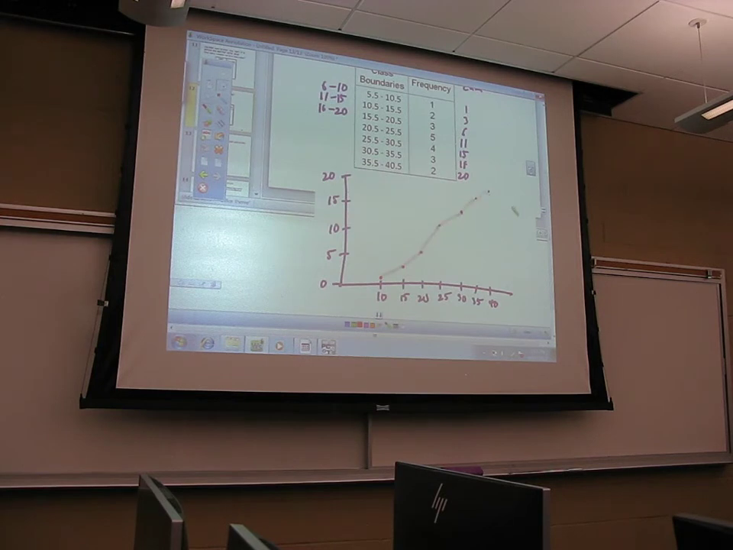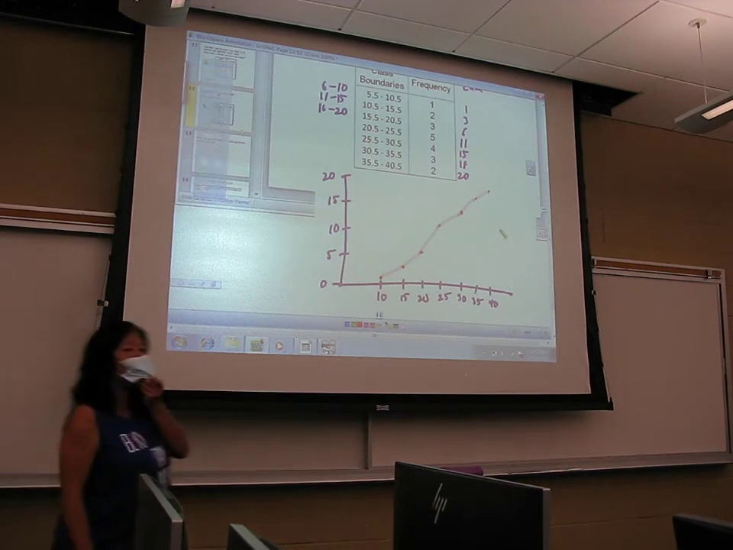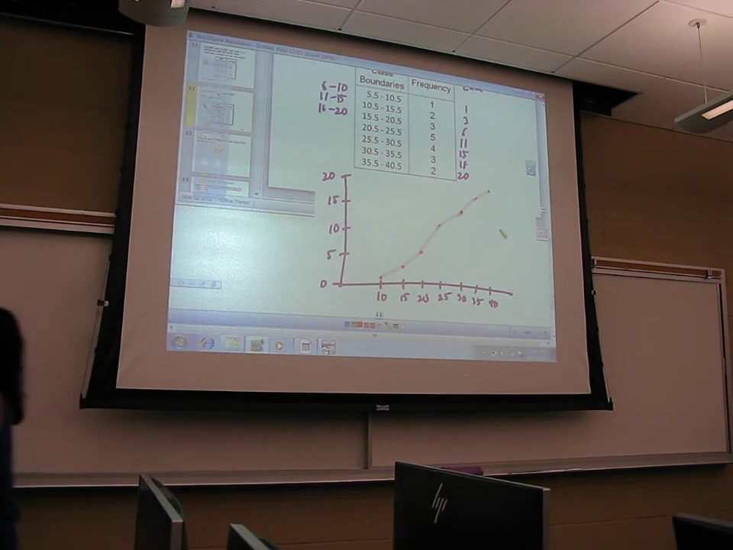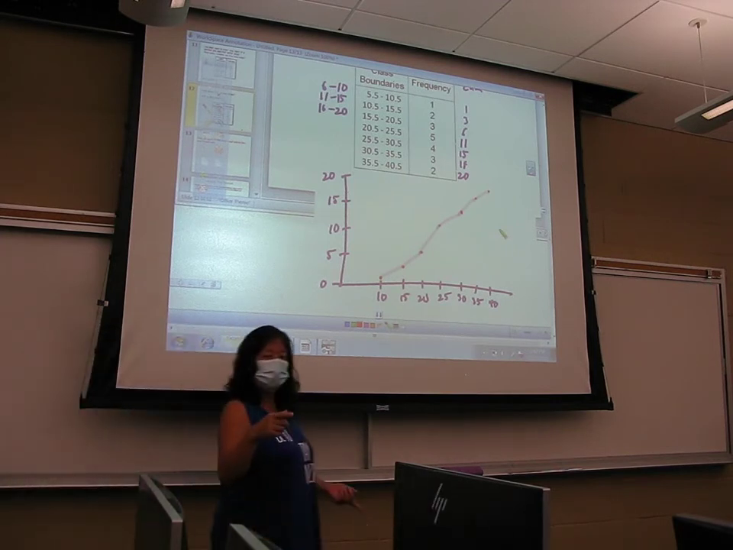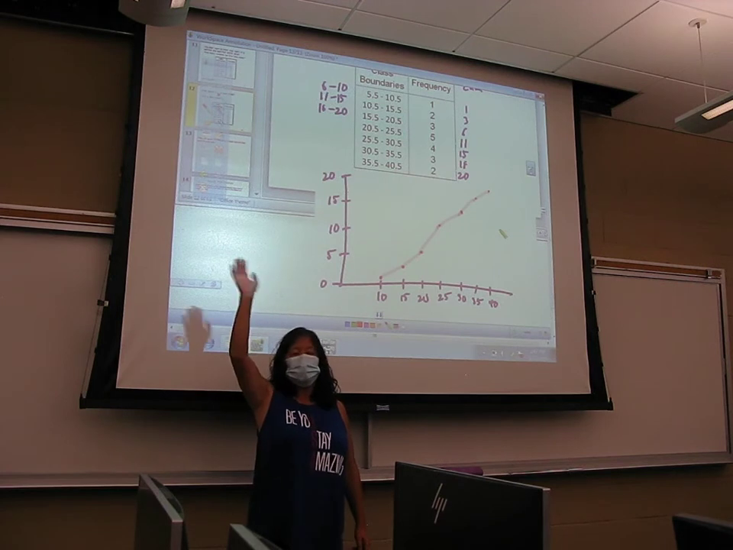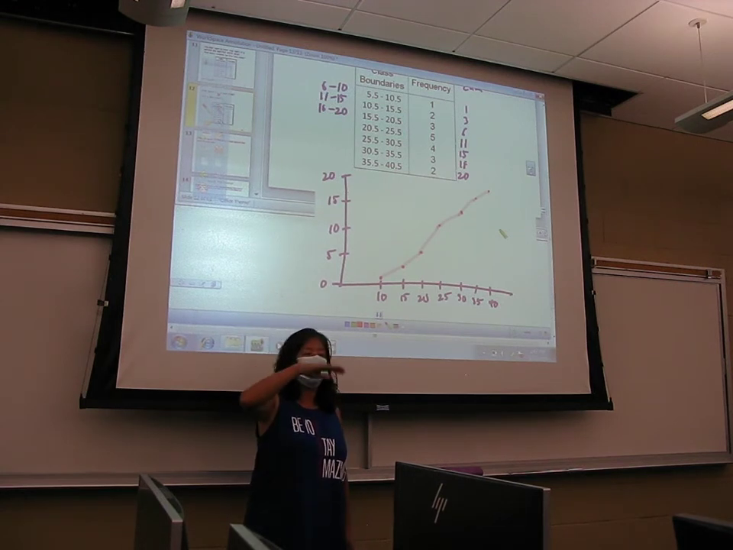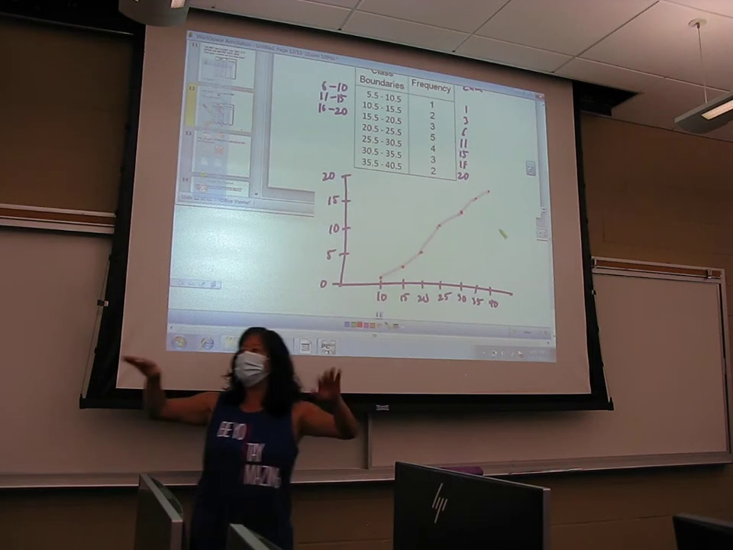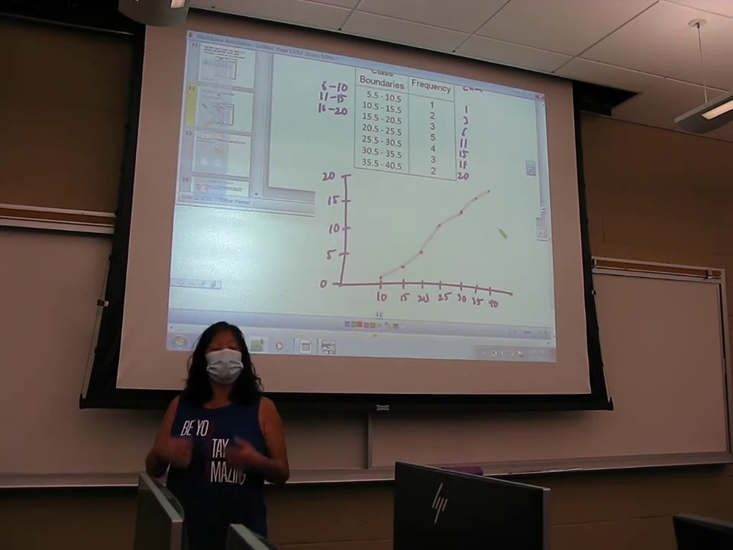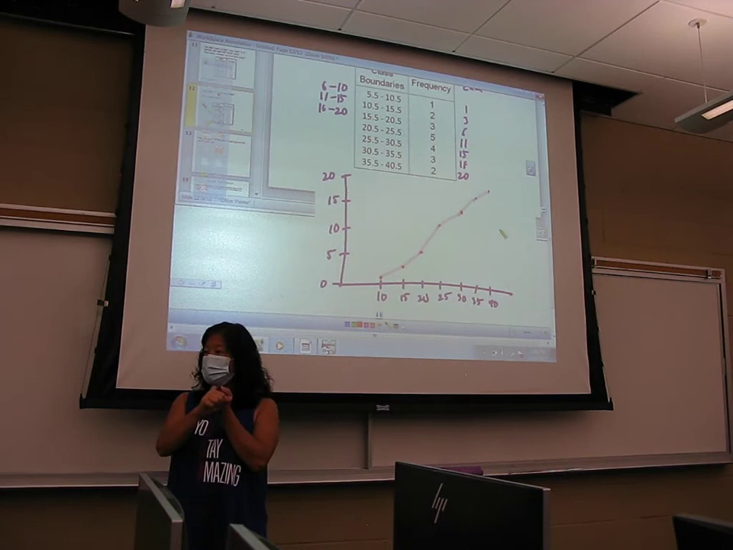Okay, so here's the deal. How many people ran 40 miles or less? 20. Does everyone agree with me? How many people ran 100 miles or less? 20. Okay, so you've all run 40 miles, which means you've all run 40 miles or less. Everybody on board with me?